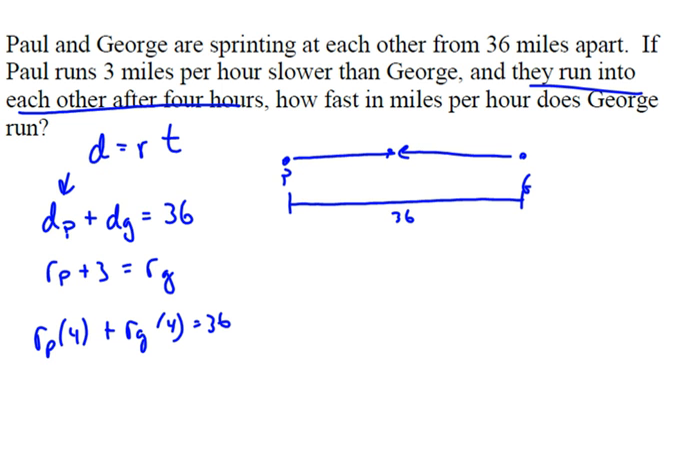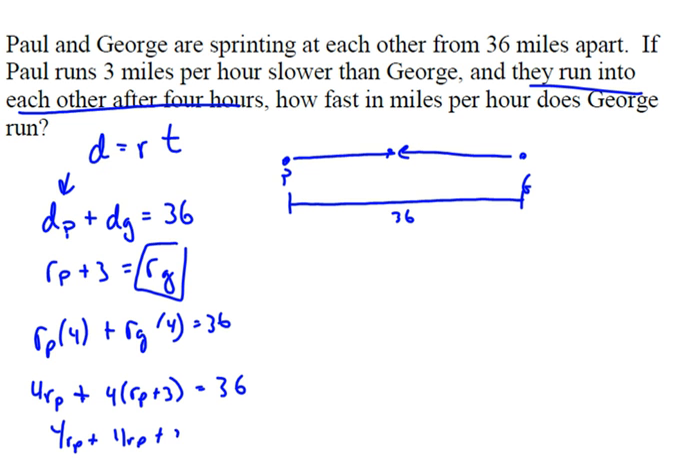But we need to connect them somehow, and the way I connect them is knowing that the rate of George is actually equal to the rate of Paul plus 3. So just to rearrange a little bit, 4 times the rate of Paul plus 4 times, well, instead of rate of George, I'm going to write rate of Paul plus 3, equals 36. Now this is just an equation I can solve. 4 rate of Paul plus 4 rate of Paul plus 12 equals 36 when I do the distributive property there.